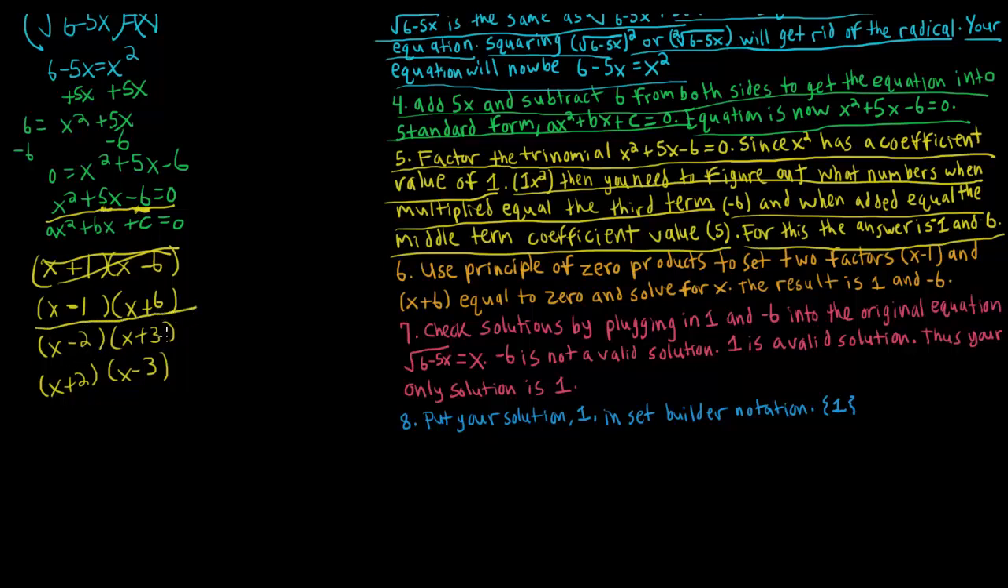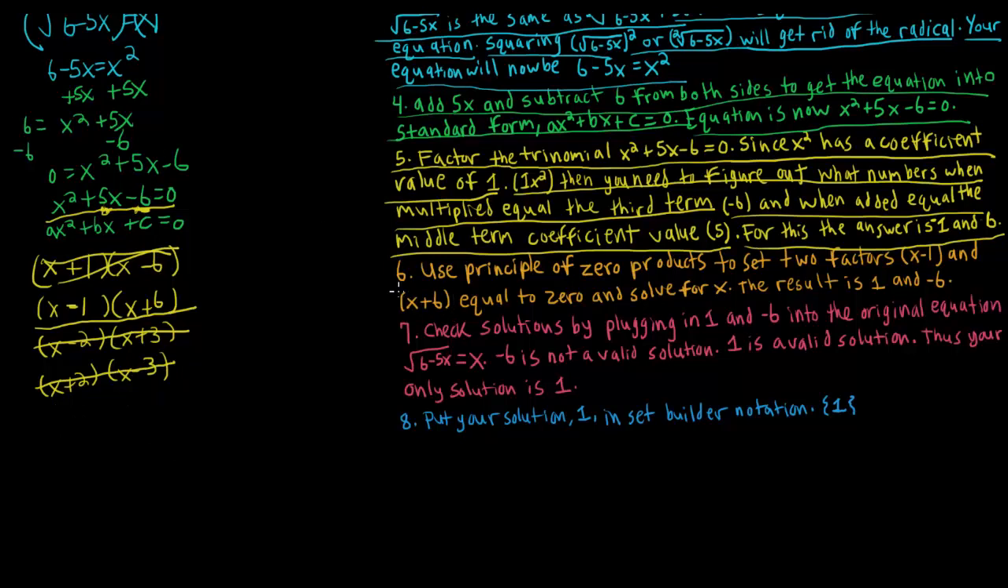Negative 2 times 3 is negative 6, but negative 2 plus 3 is negative 1, which isn't positive 5. So that doesn't work. And then you have 2 times negative 3, which is negative 6, but negative 3 plus positive 2 is negative 1. So that factorization, the last one, doesn't work as well.